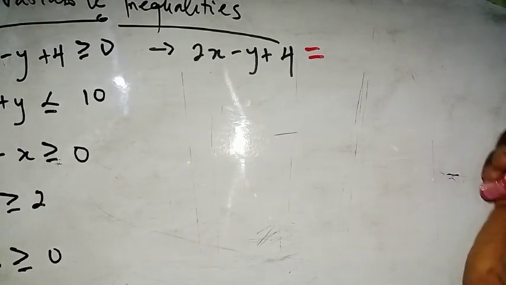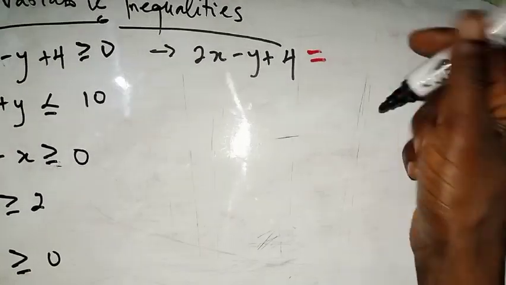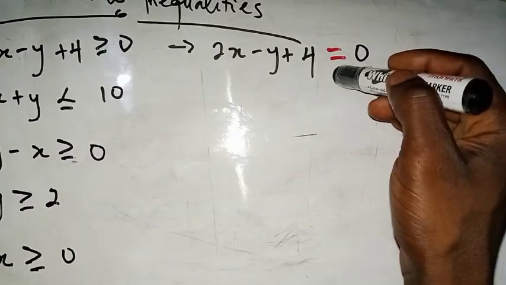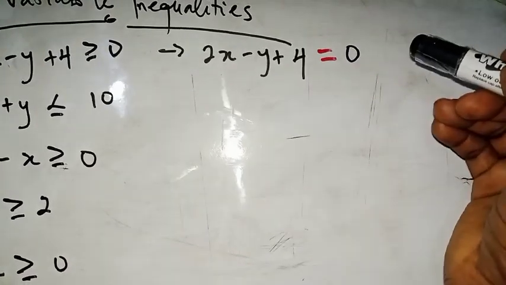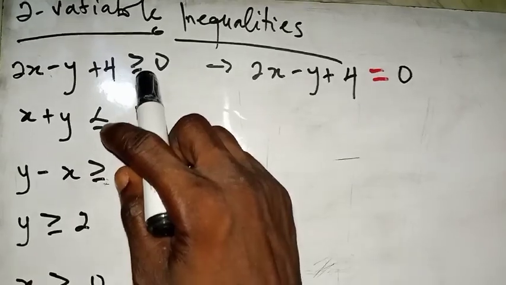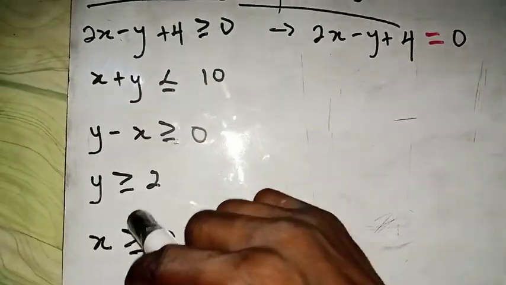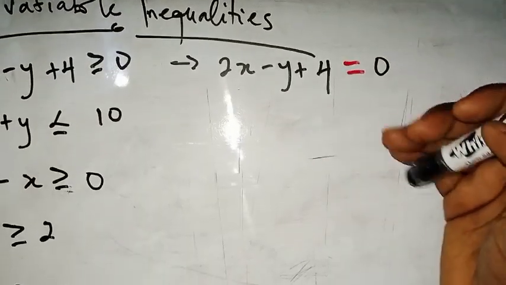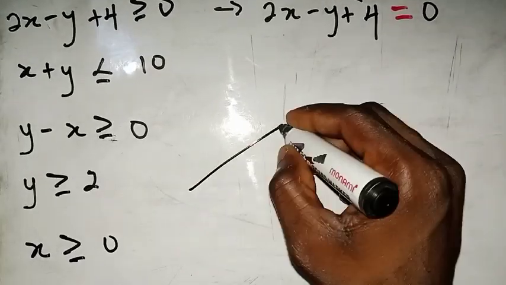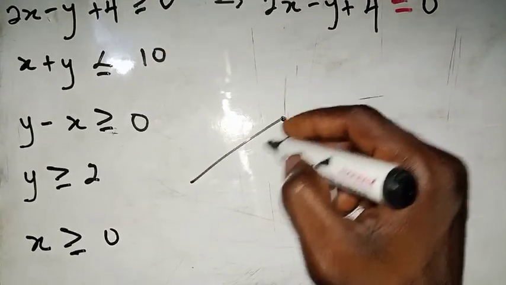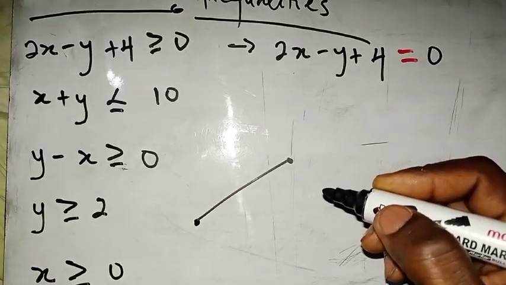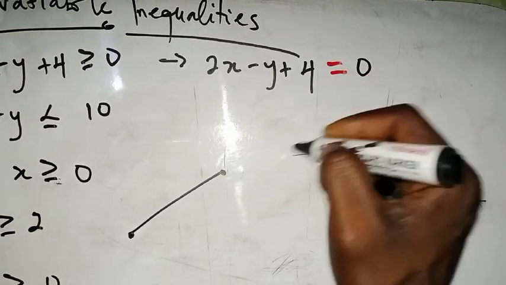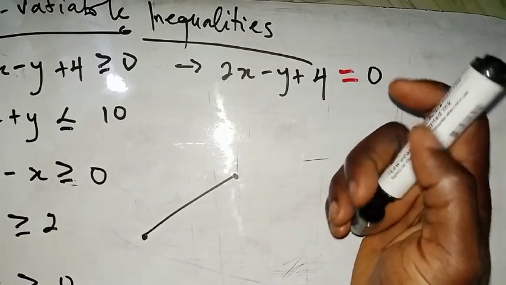Why are we doing this? We are doing this because dealing with the inequality may be tedious or very difficult in some cases. With the equal to sign, that is something easy that we know how to handle. Now once you change whatever inequalities we have to the equal to sign, it's your duty to determine 2 points. For you to draw any line, you must start from somewhere and end somewhere. So that's why we need these 2 points.